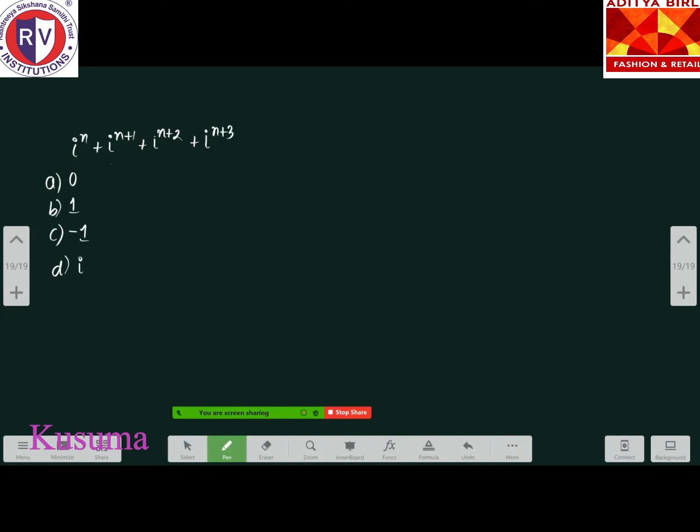Look at the expression. i to the power of n plus 1 can be written as i to the power of n into i. Or let us keep it as it is. i to the power of n plus 2 we write as i to the power of n into i square, plus i to the power of n plus 3 can be written as i to the power of n into i to the power of 3.